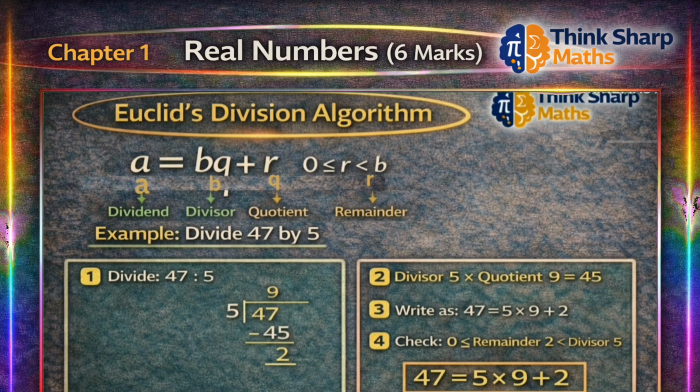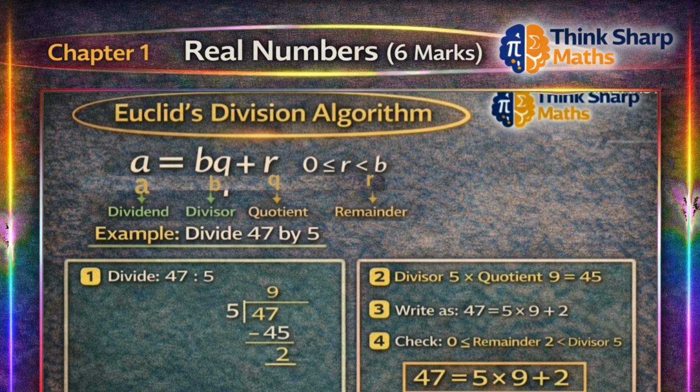Here I said a is equal to bq plus r, where r has to be greater than or equal to 0 and lesser than b. Here a is dividend, b is divisor, q is quotient, r is remainder. So for example, we are taking 47 divided by 5. If you are dividing 47 by 5, what will come? 9 times it will come, 45, so 2 will be the remainder here.